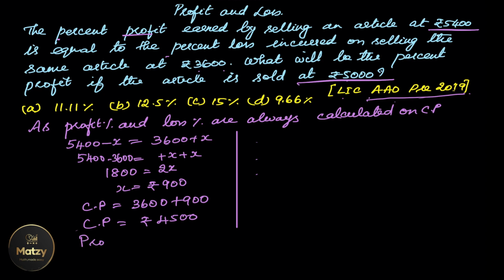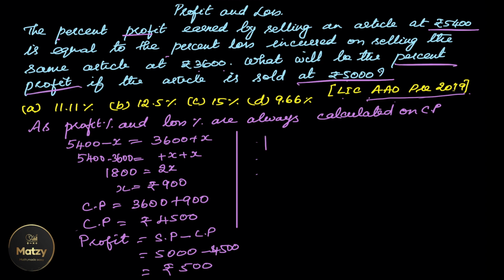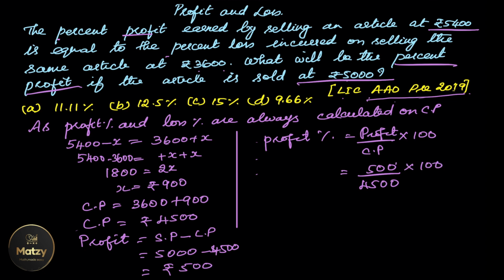So profit is equal to SP minus CP. That is 5,000 minus 4,500, so that is rupees 500. Because we have to find out the profit percent for this transaction only. So profit percentage is equal to profit by CP into 100. What is profit? 500. What is CP? 4,500, into 100. 5 is going into it 9 times.